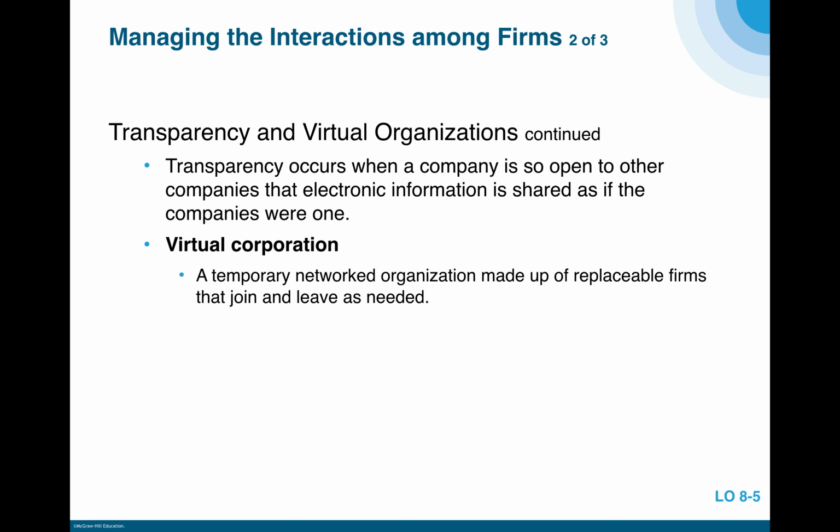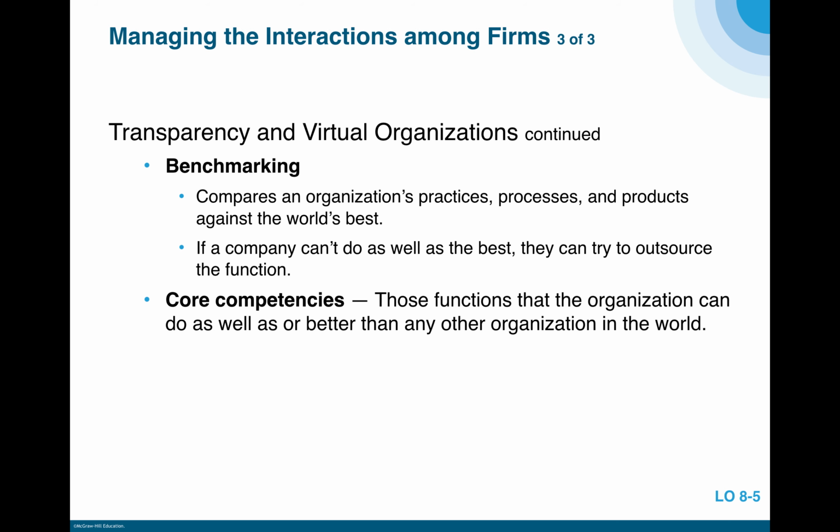Transparency and virtual organizations continued here. So transparency occurs when a company is so open to other companies that the electronic information is shared as if the companies were one virtual corporation, just a temporary network organization made up of replaceable firms that join and leave as needed. We got benchmarking here, just compares an organization's practices, processes, and products against the world's best.